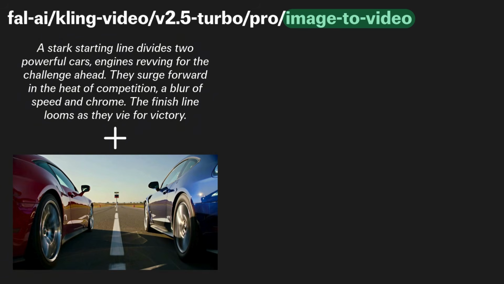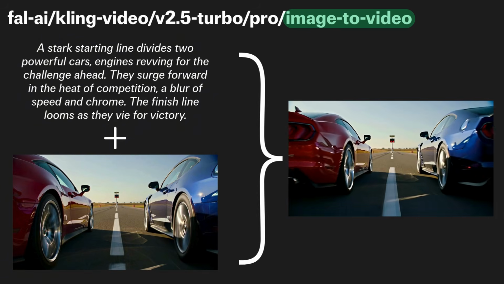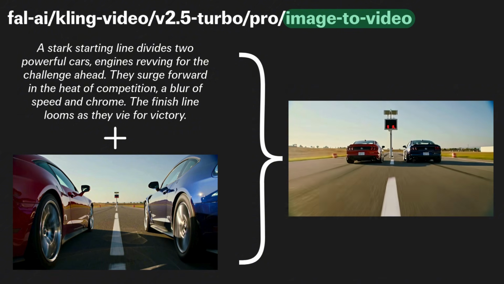Kling 2.5 also supports image-to-video. The main inputs here are a text prompt and an image, which will be the start frame of the output video. This is very powerful because it gives you much better control of your scenes. For both formats, the output video quality is 1080p with either 5 or 10-second duration.